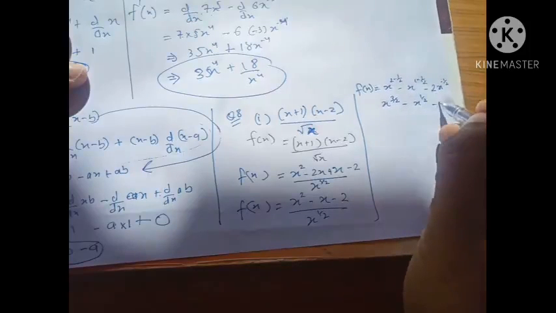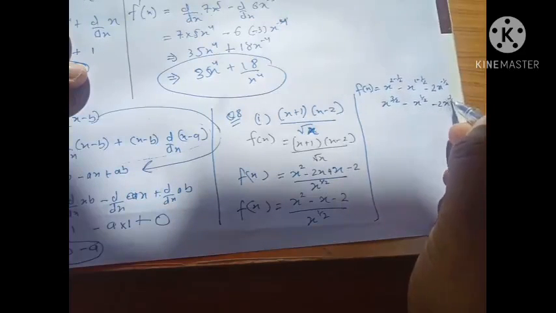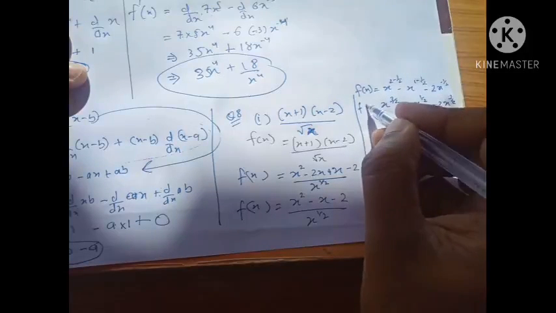x to the power 3 upon 2, minus x to the power 1 upon 2, minus 2 to the power x minus 1 upon 2. Now I have to find the derivative of this.